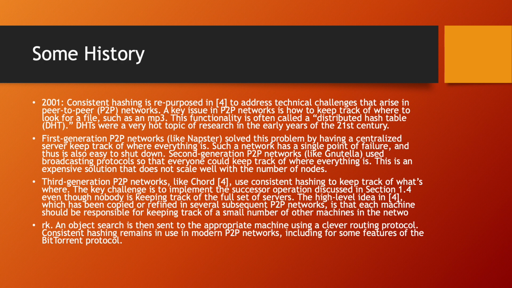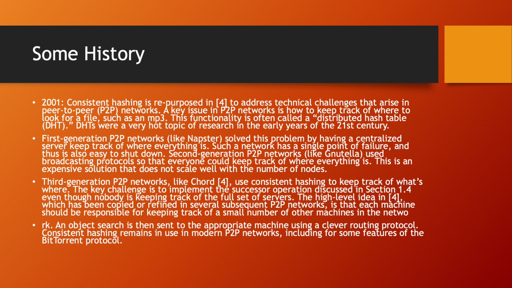First generation P2P networks like Napster solve this problem by having a centralized server keep track of where everything is. Such a network has a single point of failure and thus is easy to shut down. Second generation P2P networks like Gnutella use broadcasting protocols so that everyone can keep track of where everything is. This is an expensive solution that does not scale well with the number of nodes.